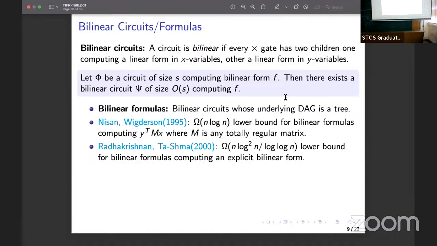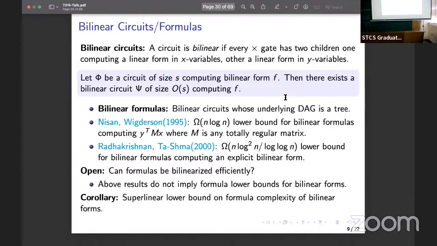So if this statement holds with circuit replaced by formula... unfortunately we do not know if formulas can be efficiently bilinearized. So this does not say anything about formula complexity of bilinear forms. But this question of whether formulas can be bilinearized may be more approachable, because we already know formulas of log and log squared. So all we need is to prove this lower bound for a polynomial or a bilinear form that has a small circuit. Is that right?